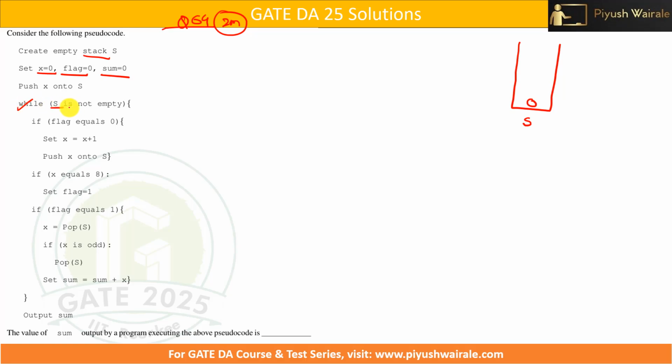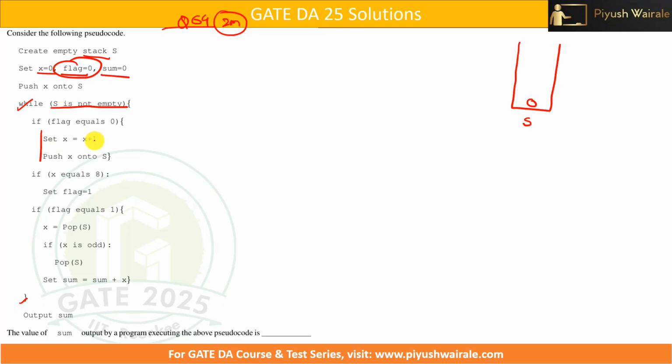Then while S is not empty, so you can see the while loop is starting here, ending here, right? So we need to execute whatever is inside this particular while block till this condition becomes false, right? So S is not empty. Is this true? Yes, you can see S is not empty because we have a 0 here. Then you can see if flag equals 0. Is flag equals 0? Yes, true. Then we have to execute this particular thing.